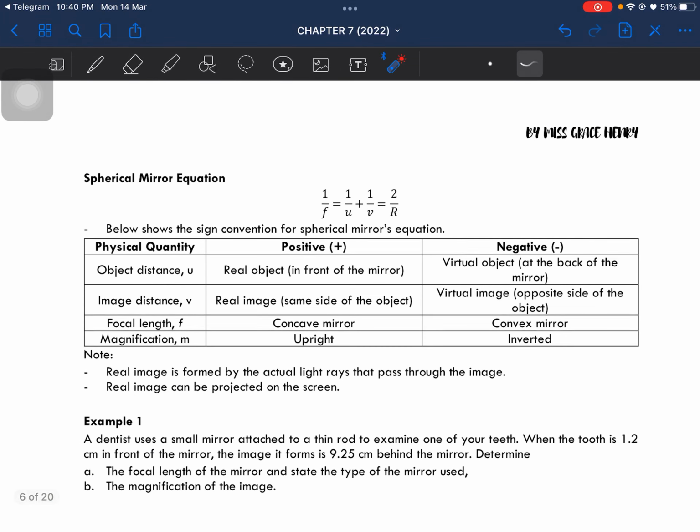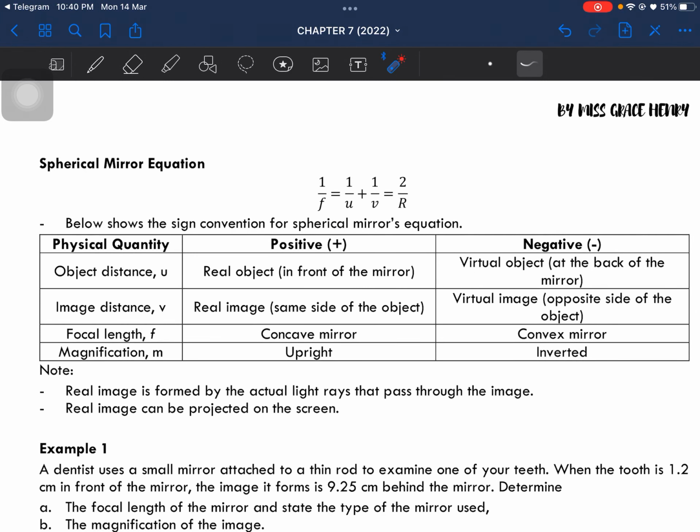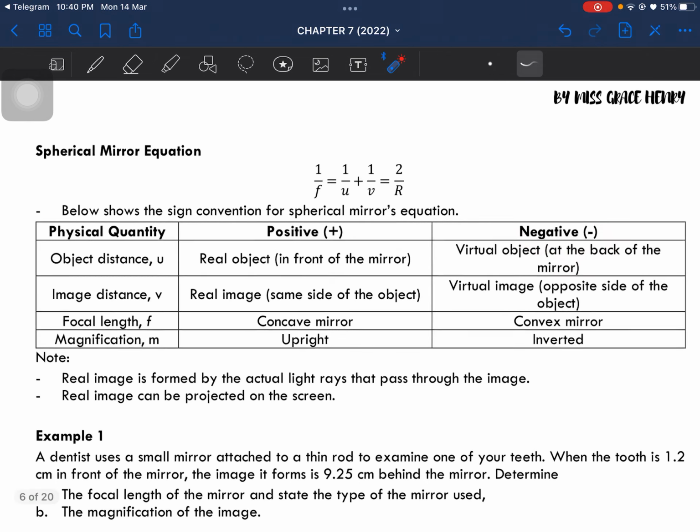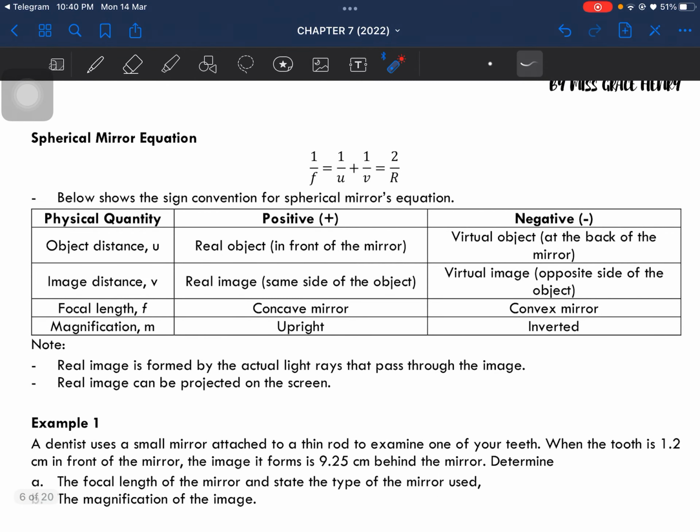Now the spherical mirror equation, you need to apply this in a situation. The object distance U is positive if the object is in front of the mirror, negative if it is at the back of the mirror. V is the image distance, it will be positive and real if it is formed on the same side as the object, negative and virtual if it is formed behind the mirror. Focal length will be positive for a concave mirror, and vice versa. Magnification is positive for an upright image and negative for an inverted image.